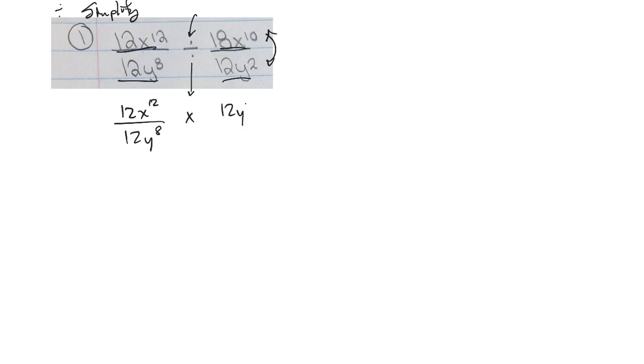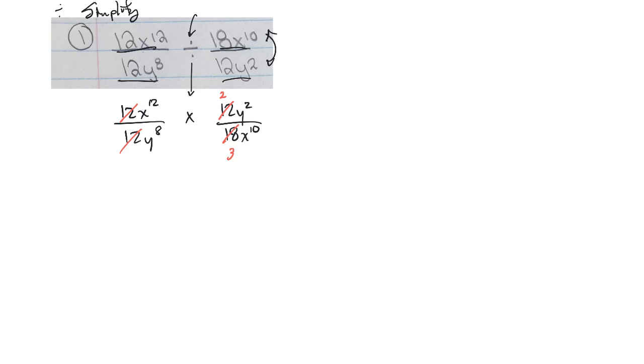So it'll be 12y squared over 18x to the 10th. Now, any factors that are the same you can cancel. So these 12s are the same, I can cancel them. 12 and 18 aren't the same, but there's a common factor that goes into them. So I could divide 6 into 12, it'll go twice, and 6 into 18, that'll go 3 times. Okay, I think that's all I can do with numbers.